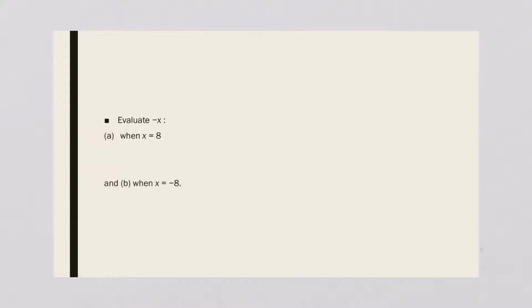Okay, so now we're going to evaluate the opposite of x. So on part A, whenever we say x is 8, we want the opposite of 8, so our answer would be negative 8 on part A. On part B, the opposite of x, and in this case x is negative 8, so I want the opposite of that, so the answer would be positive 8.